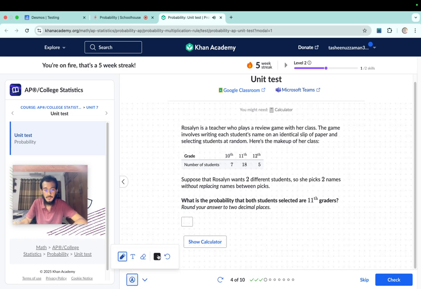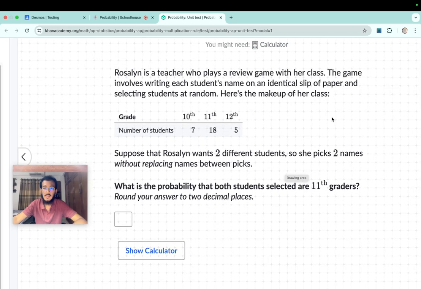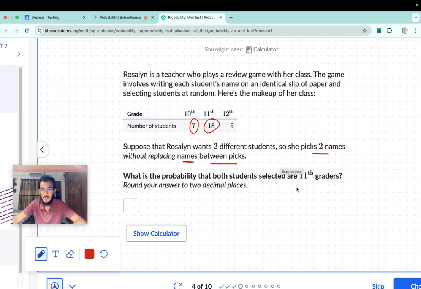All right, for the third question. Rosalind is a teacher who plays a review game with her class. The game involves writing each student's name on an identical slip of paper and selecting students at random. Here's the makeup of her class. So, grade, we have 7 students studying at grade 10, 18 at 11, 5 at 12. Suppose that Rosalind wants two different students, so she picks two names without replacing names between picks. What is the probability that both students selected are 11th graders? Round your answer to two decimal places.